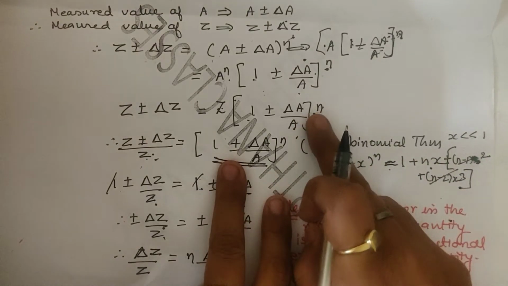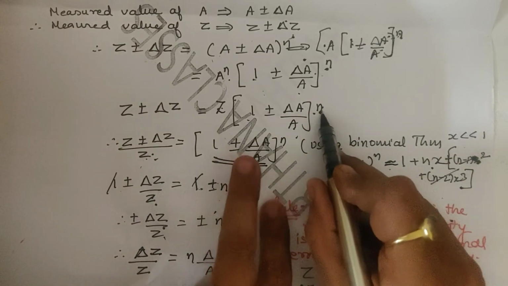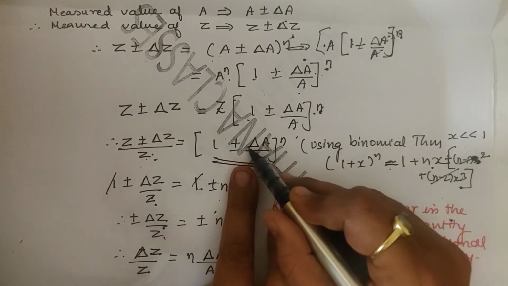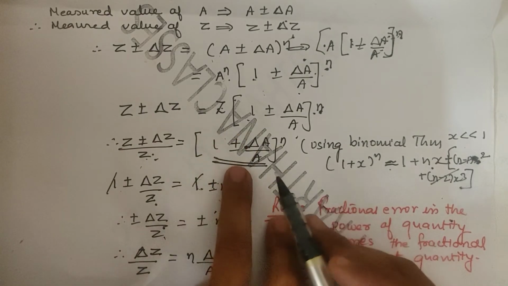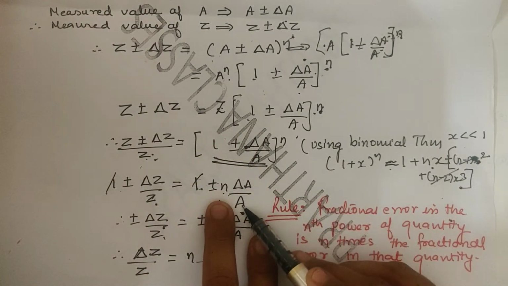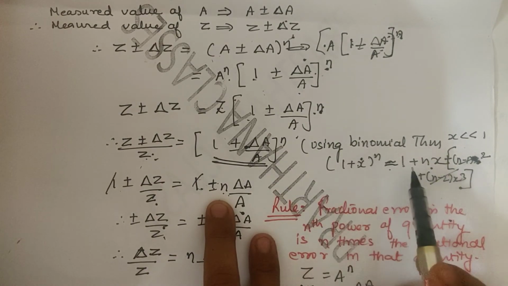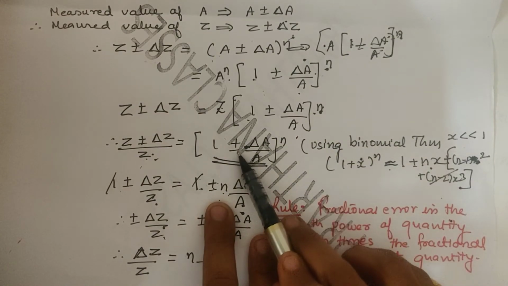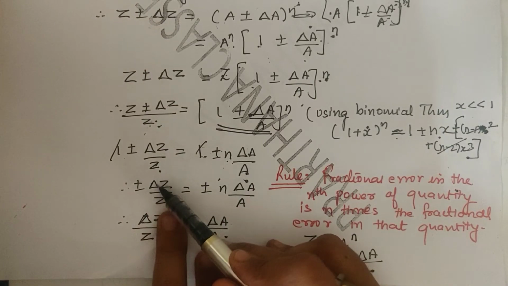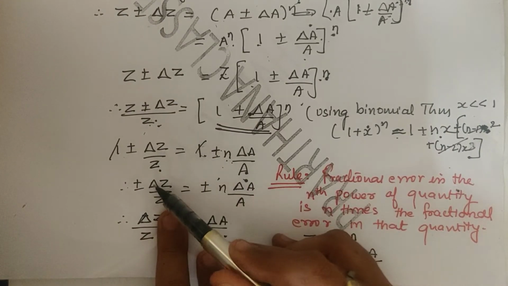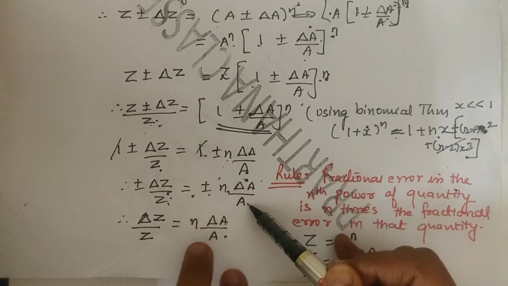So if I apply the binomial theorem for this part, what does n become here? This power n comes as a coefficient here. So what I get is 1 plus or minus n delta a upon a using the binomial theorem. This power n will come as a coefficient, so you can see that. Ultimately, this 1 gets cancelled out. So plus or minus delta z upon z is equal to plus or minus n delta a upon a.